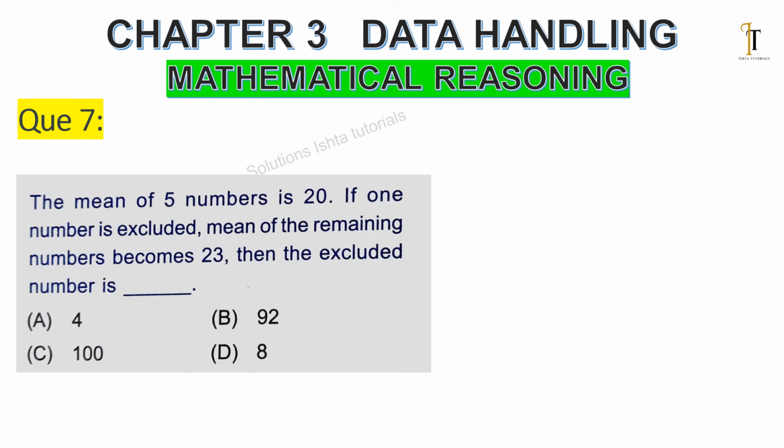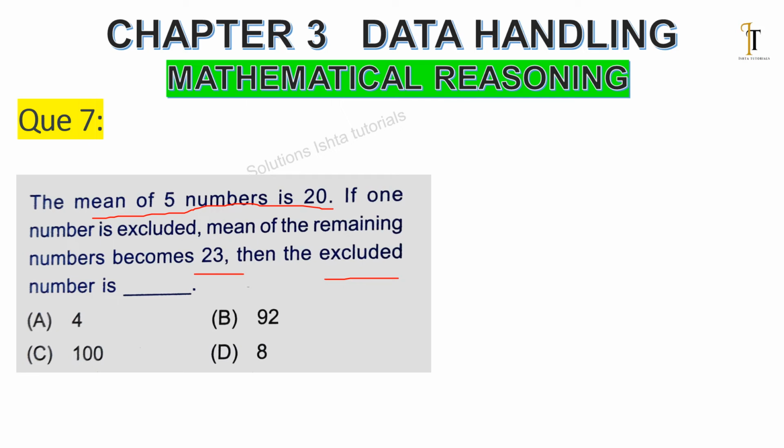Question number 7. The mean of 5 numbers is 20 and if one number is excluded, means deleted, the mean of the remaining numbers becomes 23, means the mean of 4 numbers becomes 23. Then what do you need to find? You need to find the excluded number. So what will be the excluded number?